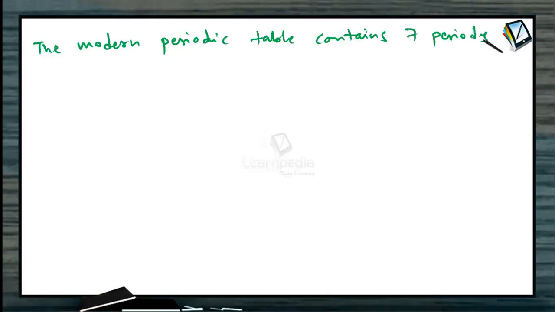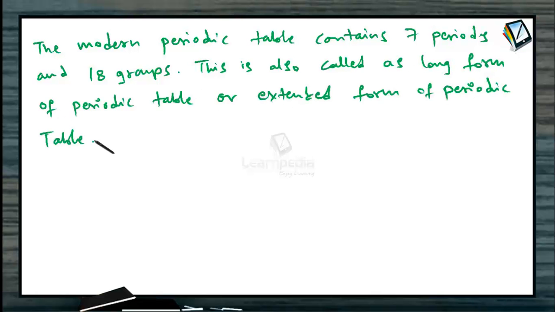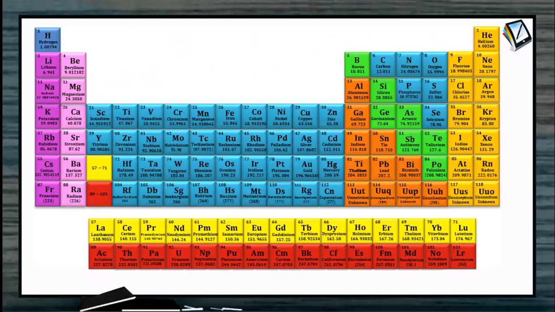And the modern periodic table contains 7 periods and 18 groups. If you can recollect again, in the Mendeleev periodic table there were the same 7 periods and there were 9 groups. But now the 9 groups became 18 groups. So the size of the periodic table is increased. So that is the reason why we call this also the long form of the periodic table or the extended form of the periodic table. So this is the modern periodic table.